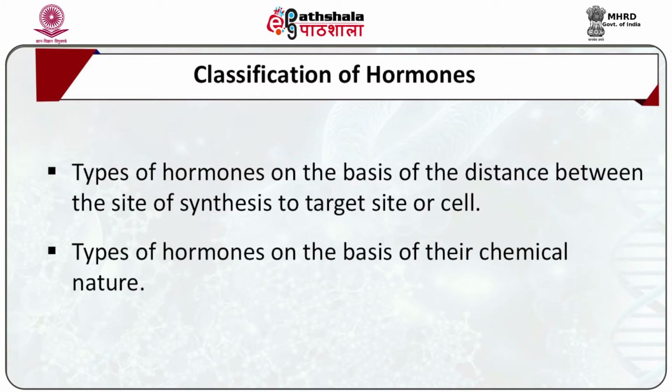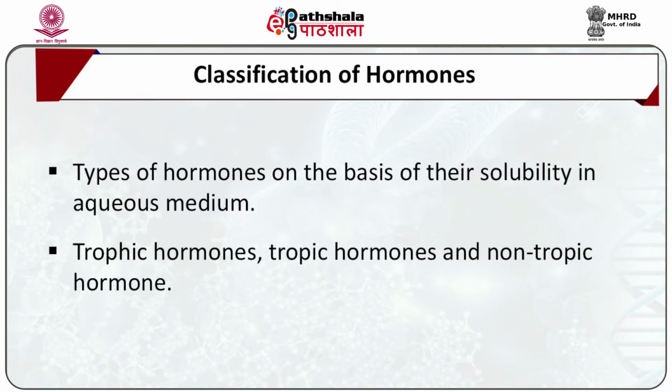Now moving on to the classification of hormones. The hormones can be classified on several bases. The various types of hormones based on different parameters are as follows. Types of hormones on the basis of the distance between the site of synthesis to the target site or the target cell. Types of hormones on the basis of their chemical nature. Types of hormones on the basis of their solubility in aqueous medium. Trophic hormones, tropic hormones, and non-tropic hormones.